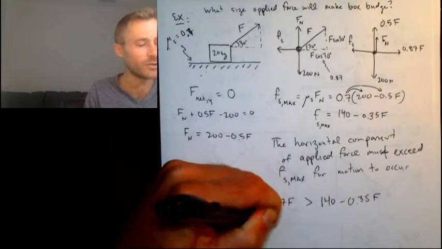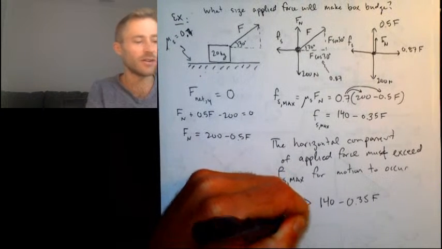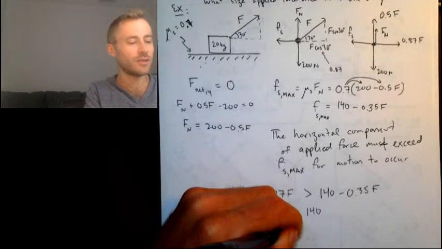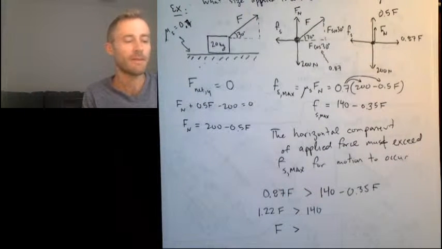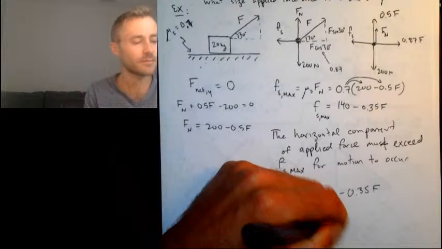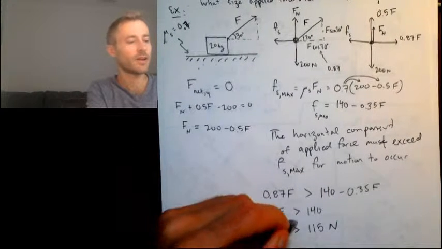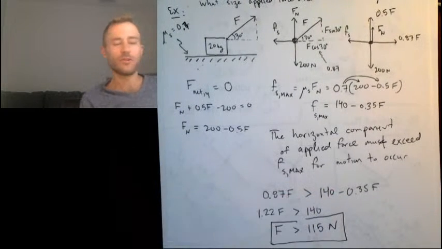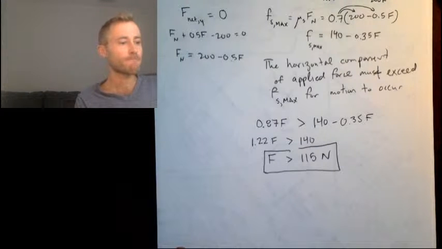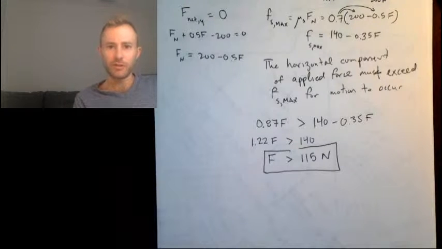So 1.22 F has to be greater than 140, which means that F has to be greater than 115 newtons. Okay? So if the applied force is greater than 115 newtons, then the box is going to budge. Okay? Now, here's the thing that's interesting about this.